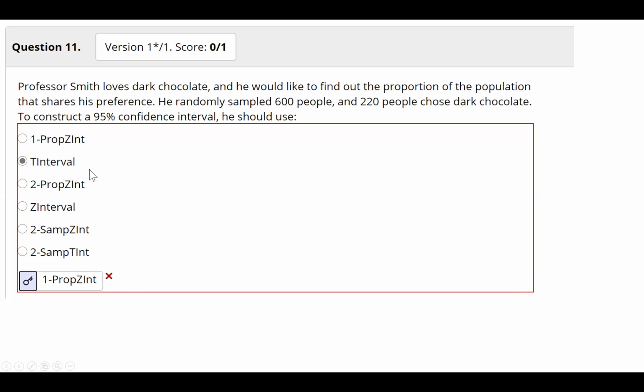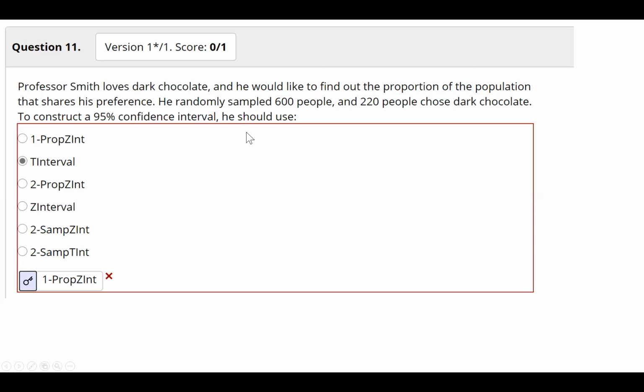So then it's kind of left with these guys here. Two sample means, you're judging two things against themselves, and you're not. So it goes down to this one right here. It's a Z proportion, and it's a proportional z interval. That's what we're looking for right now.